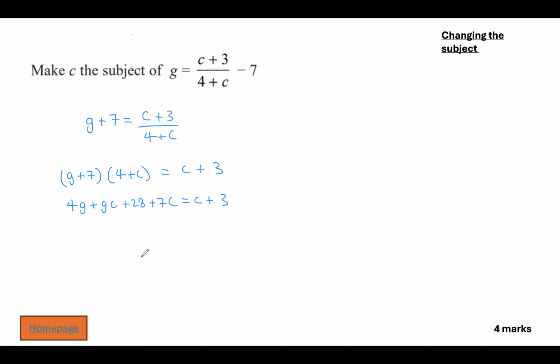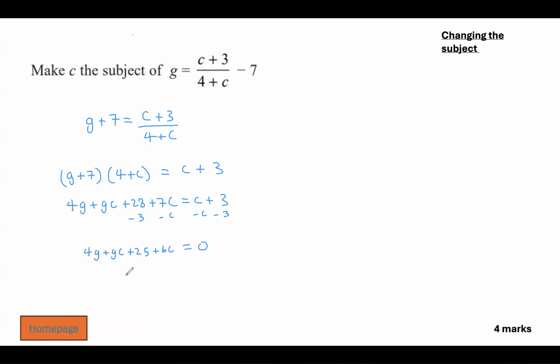Now, can we simplify anything? So we can subtract c from both sides, and we can subtract 3 from both sides, which will leave us with 0 here, and then we get 4g plus gc. 28 minus 3 is plus 25, and 7c minus c, so minus c, is going to be 6c. Now we want to group our c's together, and everything else goes on the other side.